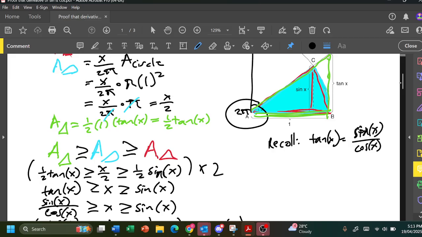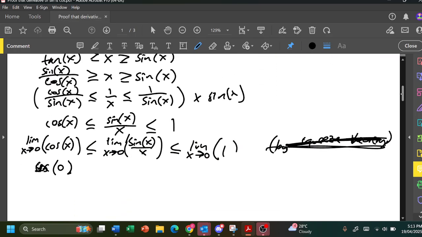And cosine of 0, if we consider the shape of the unit circle, cosine is the x-coordinate of a point on that unit circle. So as that angle approaches 0, the x-coordinate is going to be equal to 1. You can type that into your calculator if you like. The cosine of 0 is going to be equal to 1. So that's just going to give us 1.